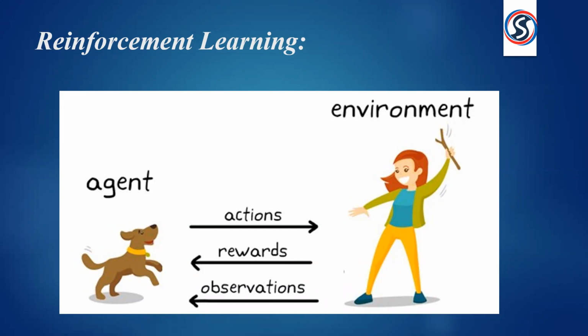Okay, there will be an agent which learns to behave in an environment by performing actions and by seeing the results of those actions. For each good action, the agent gets positive feedback, and for each bad action, the agent will get negative feedback, or what? Penalty. Okay.